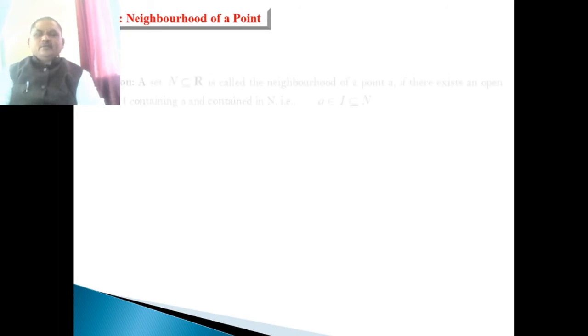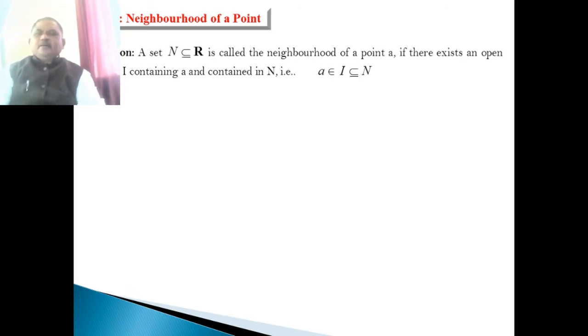First, what is the neighborhood of a point? Suppose that a set N is a subset of R, where R is the real number set. This subset N is called the neighborhood of a point A if there exists an open interval I containing A and contained in N, that is, A belongs to I, which is a subset of N. Then this N is called the neighborhood of a point A.